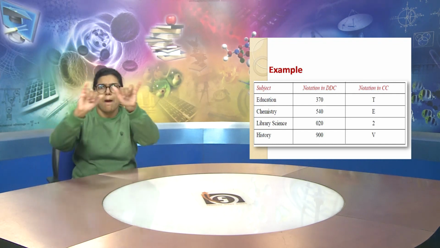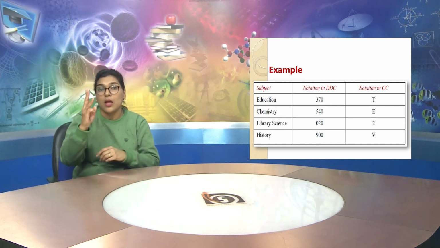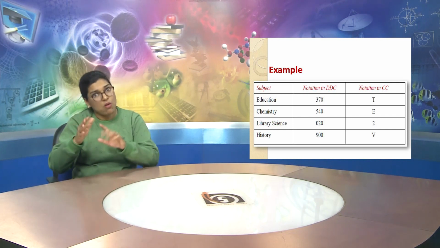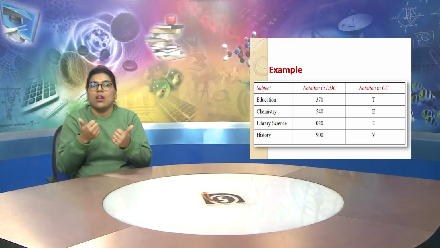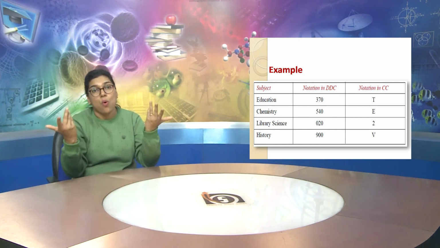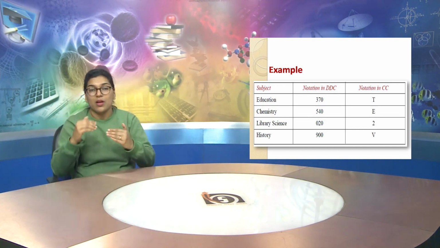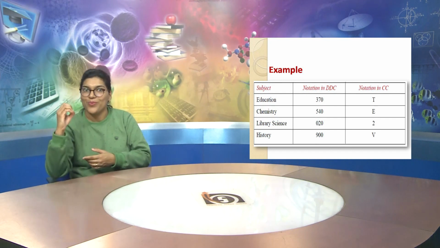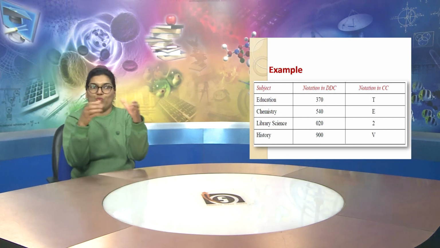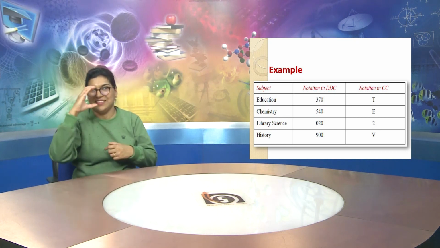So the notation for education is 370. And the important thing is this code, this DDC, C means code. This code is similar all over India and all over the world as well. And similarly for chemistry, the notation used is 540. And similarly for library science subject, the notation which is used is 020. So these are all international codes which are used at international level.